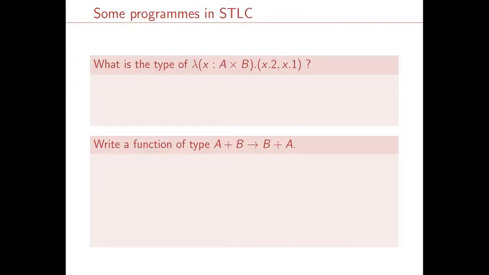Let's look at some examples. In the first exercise here, I would like you to understand what the type of this simply typed lambda term is. So the term is lambda x in A times B is mapped to x dot 2, x dot 1. I give you some time to think about it. You can also pause the video and think about it for a little longer.